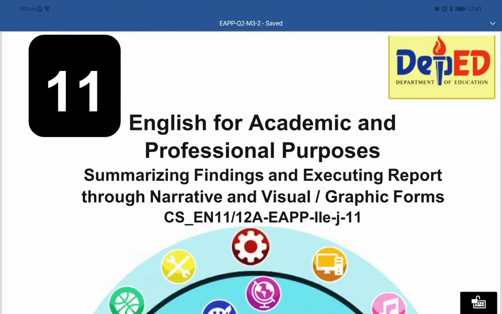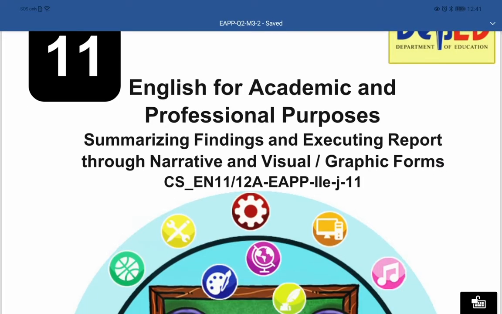Good day, class. Today we'll be discussing our third module for EAPP titled Summarizing Findings and Executing Report Through Narrative and Visual or Graphic Forms. Last time we talked about our second module, which was all about reports.